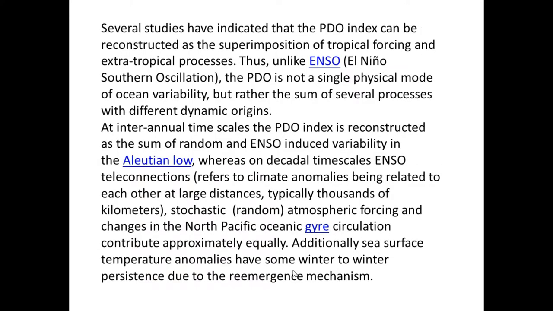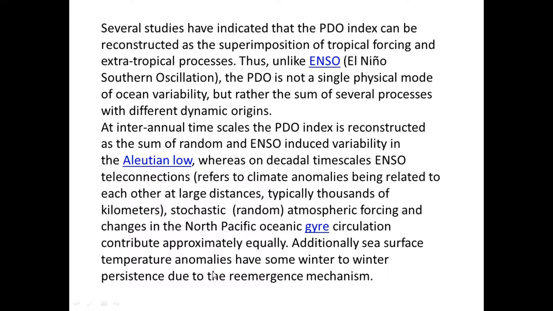Several studies indicate a PDO index can be reconstructed as the superimposition of tropical forcing and extratropical processes. Thus, unlike ENSO, the PDO is not a single physical mode of ocean variability, but rather the sum of several processes with different dynamic origins. In other words, it's a conglomeration, a whole bunch of things put together into the larger. So you can think of the PDO as greater than the sum of the parts.